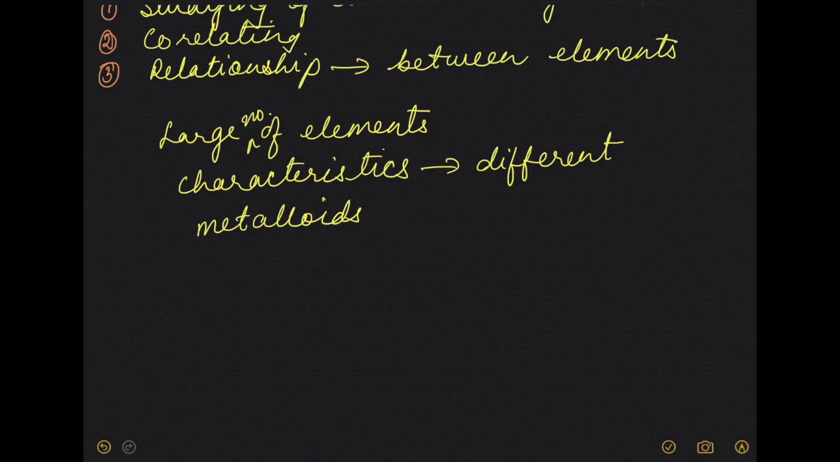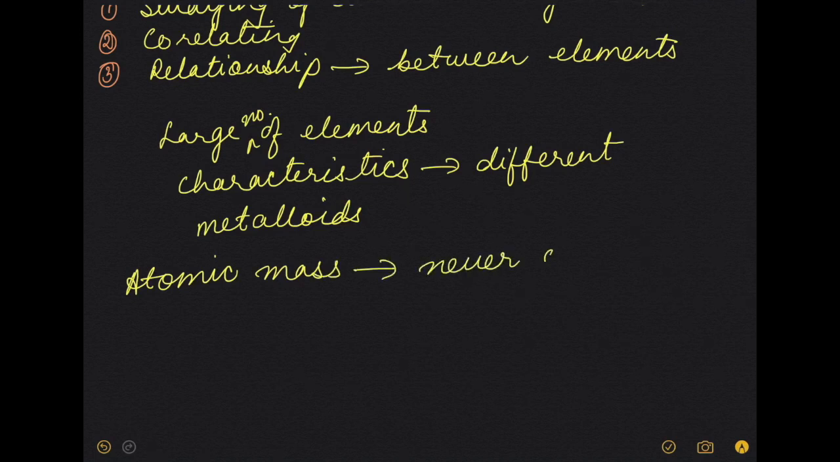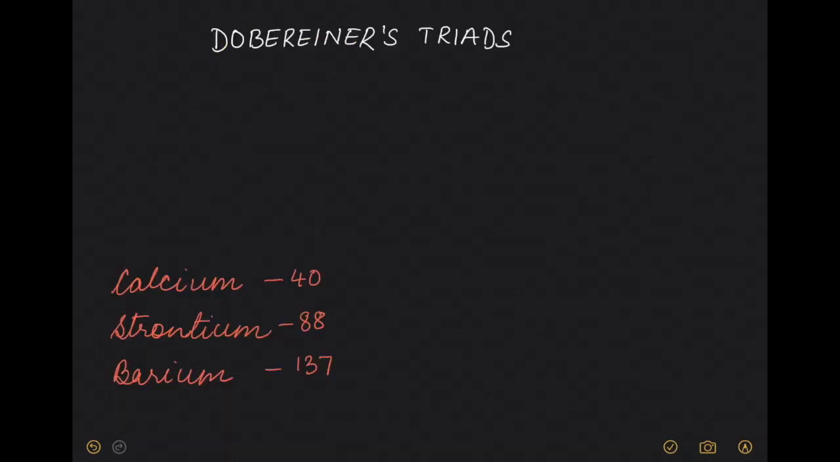So the scientists were actually in search of a characteristic of an element that would never change. So finally it was William Prout who discovered that the atomic mass of an element never changed. So it could form a scientific basis for a satisfactory scheme of classification.